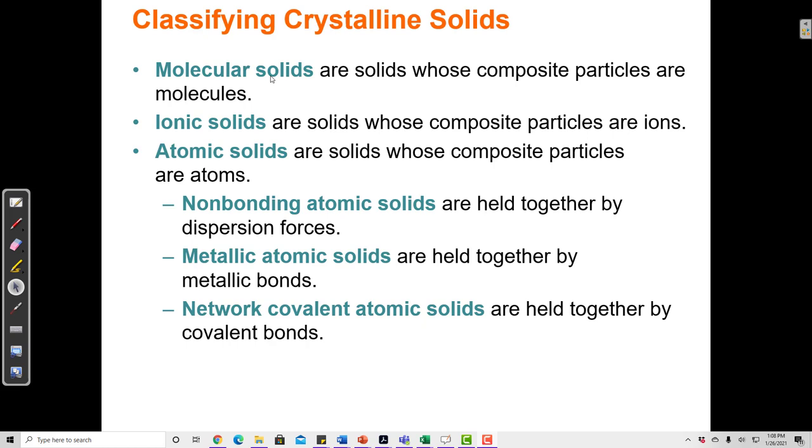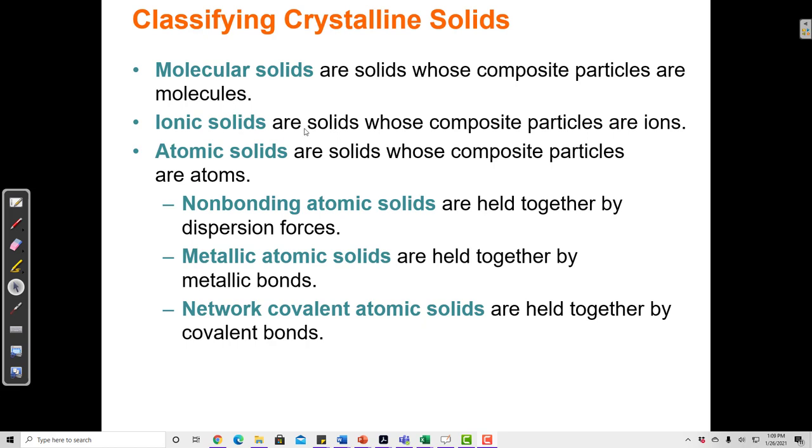So ice, for example, we look at H2O. H2O is a covalent compound because both atoms are nonmetals. So we would call a particle of H2O a molecule, and we would call ice a molecular solid because ice is made up of H2O particles, H2O molecules.